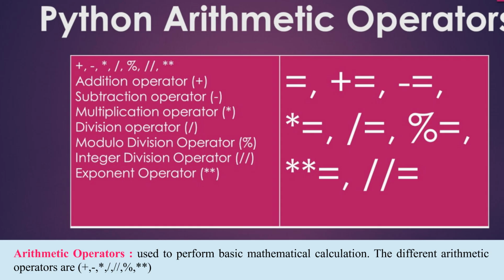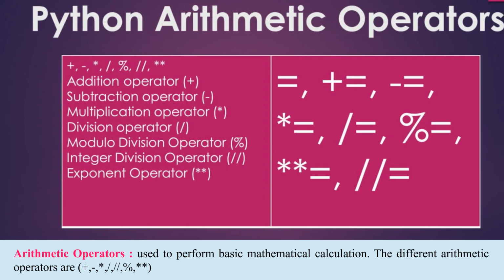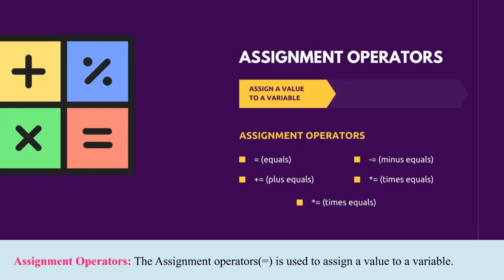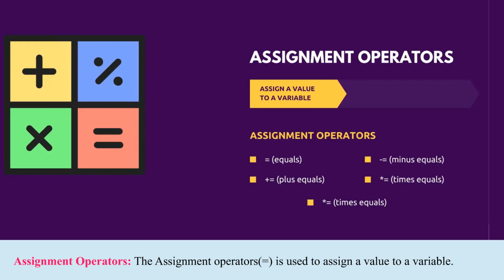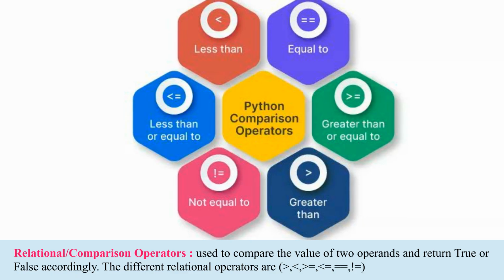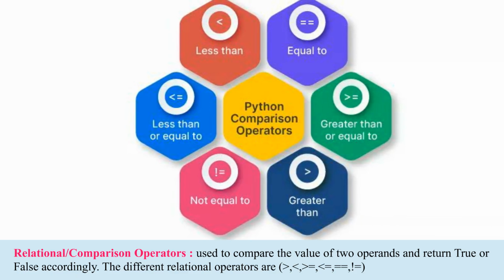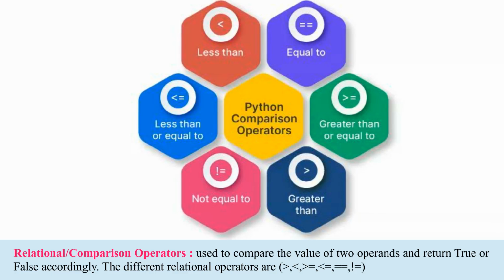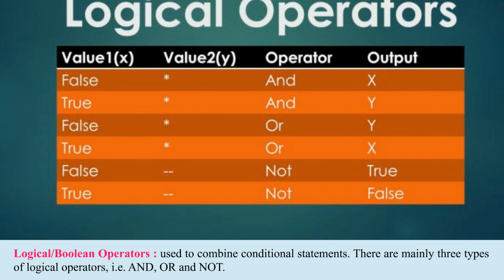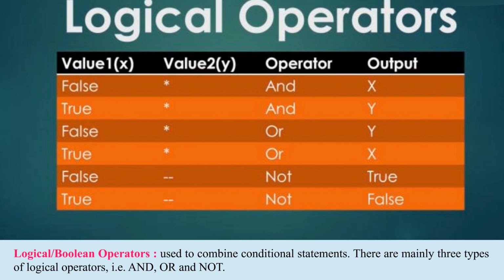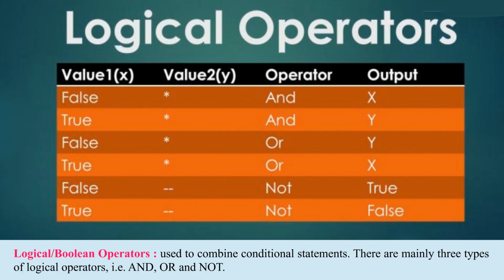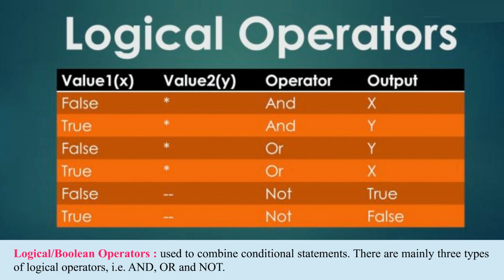Some of them are arithmetic operators, used to perform basic mathematical calculations. The different arithmetic operators are listed. Assignment operators are used to assign a value to a variable. Relational or comparison operators are used to compare the value of two operands and return true or false accordingly. The different relational operators. Logical or Boolean operators are used to combine conditional statements. There are mainly three types of logical operators: and, or, and not.